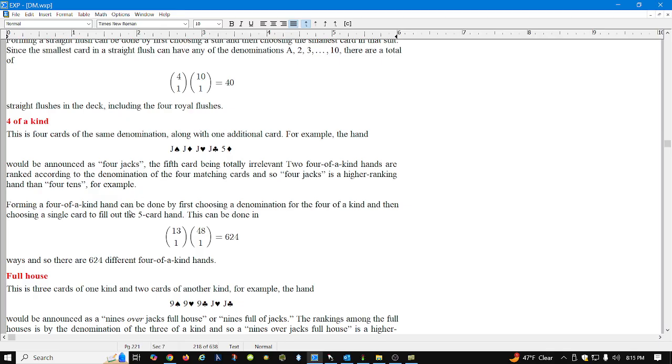How do you form a 4 of a kind hand? Among the 13 denominations, choose one. So once you've done that, you have fixed the 4 of a kind. If I choose jacks, I have 4 jacks. I still need one more card. There are 48 other cards. Choose one of those. Here it's the 5 of diamonds, and you get your 4 of a kind. There are 624 such hands.